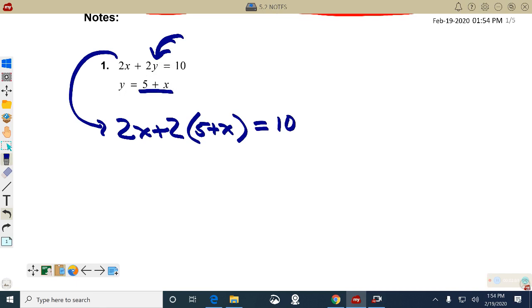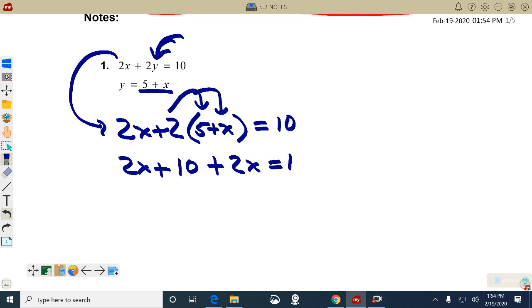And now I'm going to solve for x. This is math 1 stuff. I have a parentheses. What can I do with the number outside? Remember math 1 days? 2x plus 2 times 5, I want to say is 10. 2 times x is 2x equals 10.